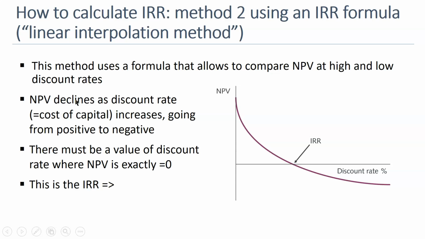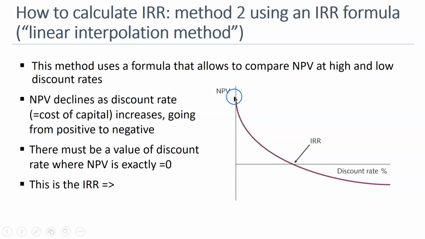Second method, which you're probably going to use more frequently, is also called the linear interpolation method. It will give you an approximate number. However, it's easier to do if you don't want to use Excel. This method uses a specific formula which allows us to compare net present value at high and low discount rates. This method relies on this particular graph.